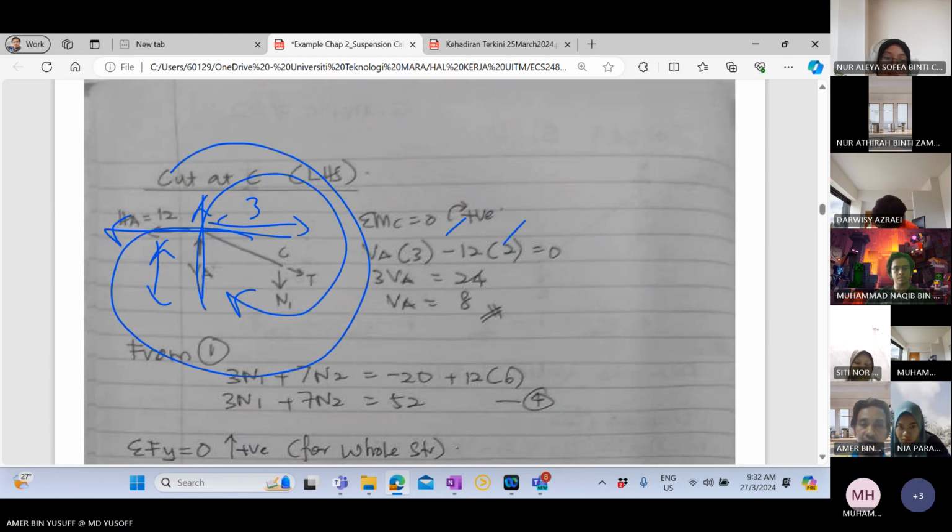So, originally we have 2 unknown here, VA dengan HA. Tapi HA dah ada value. So, from here you can determine VA. So, that's why kita dapat VA sini equal to 8. Jadi maknanya reaction kita dah tahu dah semua. All the reaction kita dah tahu. Kan?